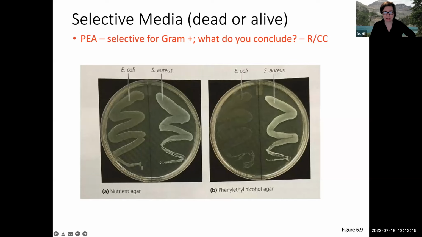So looking at these data, the PEA plate versus the TSA plate, what do you conclude? Write that into the chat. What is this data telling you?